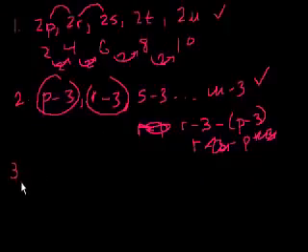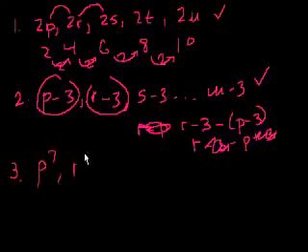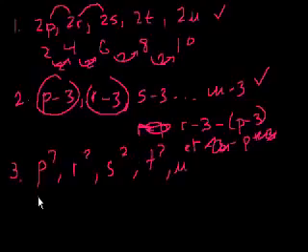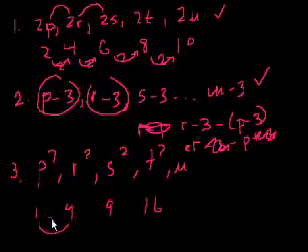Statement 3. P squared, R squared, so we're just squaring all the numbers. T squared and U squared. So let's just use our particular example. If P was 1, then P squared is 1, R, 2 squared, is 4, S squared is 9, right? 3 squared is 9, 4 squared is 16. Now what's the difference between the numbers? Difference here is 3, difference here is 5, difference here is 7.